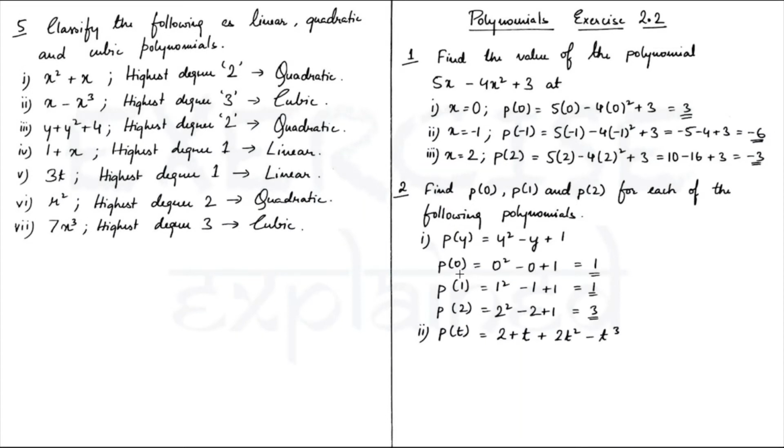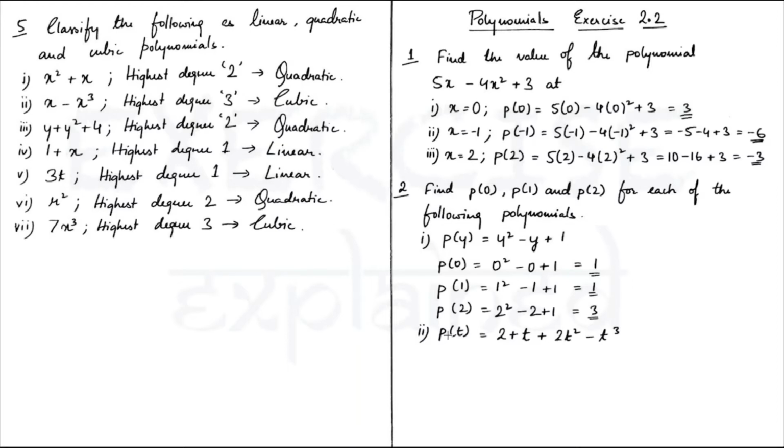So p of 0 gives us 0 square minus 0 plus 1. So that gives us 1 because minus 0 and 0 everything cancels and we are just left with plus 1. Coming to p of 1, I substitute 1 in place of y. So what I get is 1 square minus 1 plus 1. Now minus 1 plus 1 cancels and we get the answer as 1. Coming to the next one, p of 2. So p of 2 is 2 square minus 2 plus 1. So that's going to be 2 square is going to be 4 minus 2 is going to be 2 plus 1 is going to be 3. So we get it as 3.